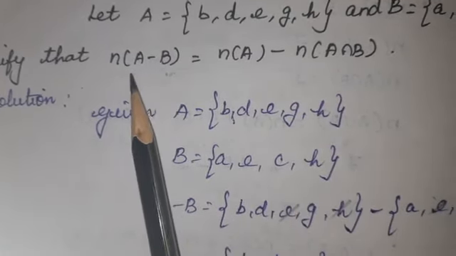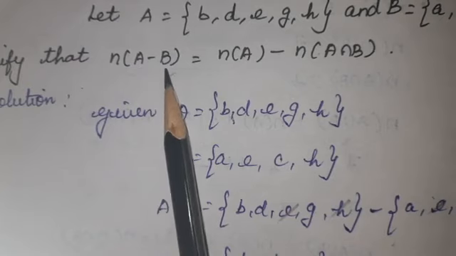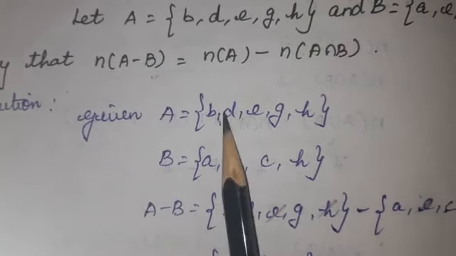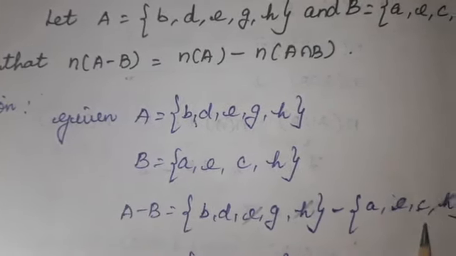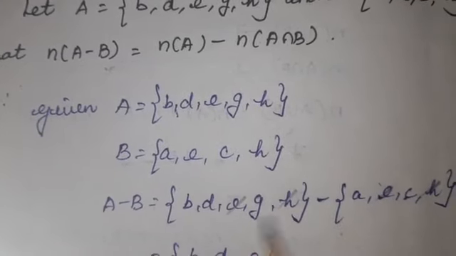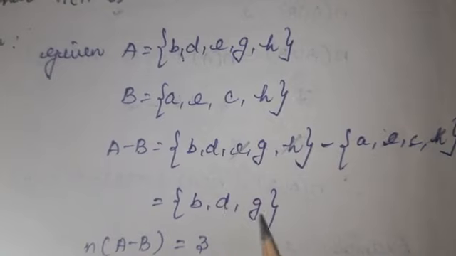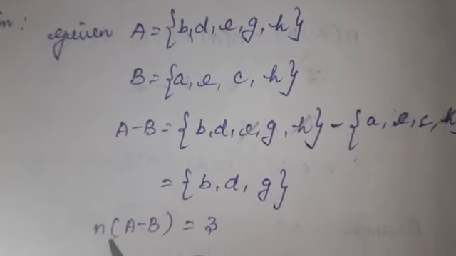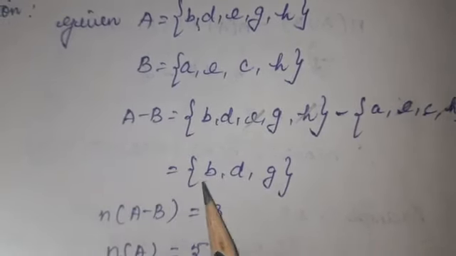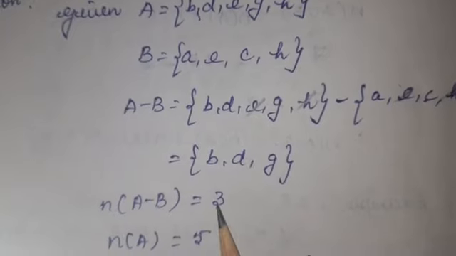When you see the question, A difference B, first we should find A difference B. You know how to find this one: cancel the common elements. The remaining elements present in the set are b, d, g. Now I am going to find how many elements are in A − B. How many elements? 1, 2, 3. That one we should write.